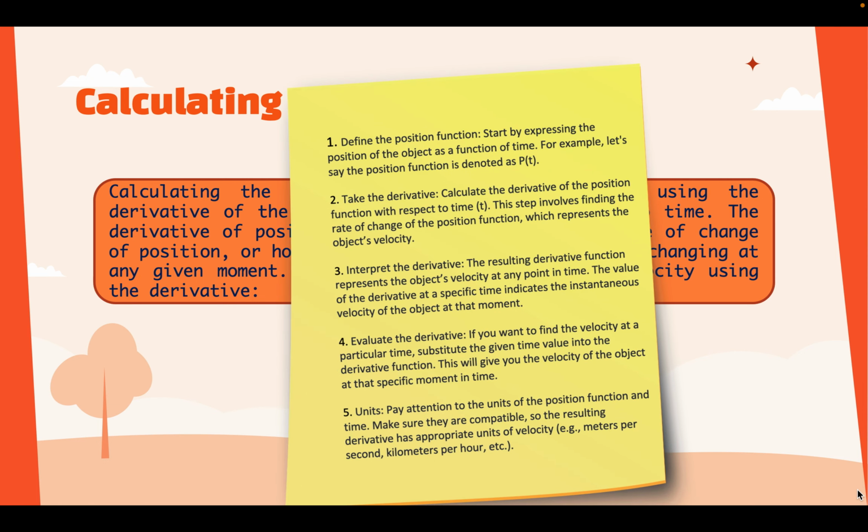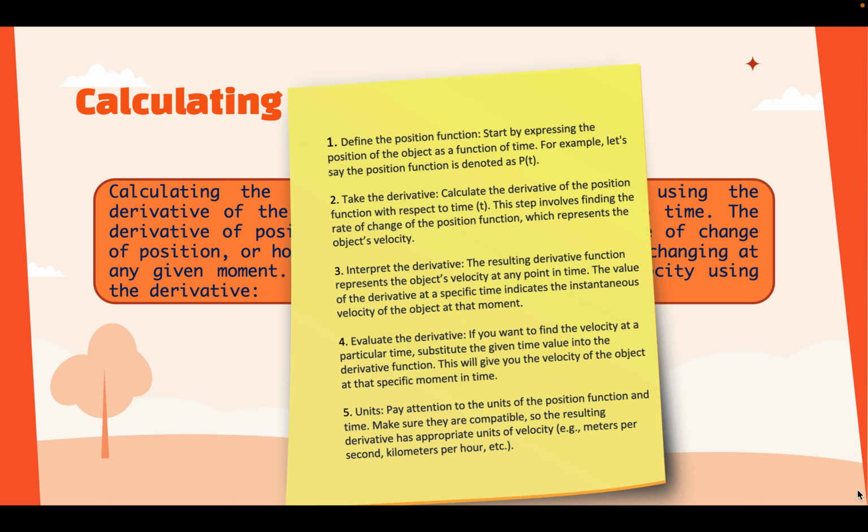First, you define the position function, which expresses the position of the object as a function of time. Two, you take the derivative of the position function with respect to time. This step finds the rate of change of the position function, giving us the object's velocity. Three, interpret the derivative as the object's velocity. The resulting derivative function represents the object's velocity at any point in time.